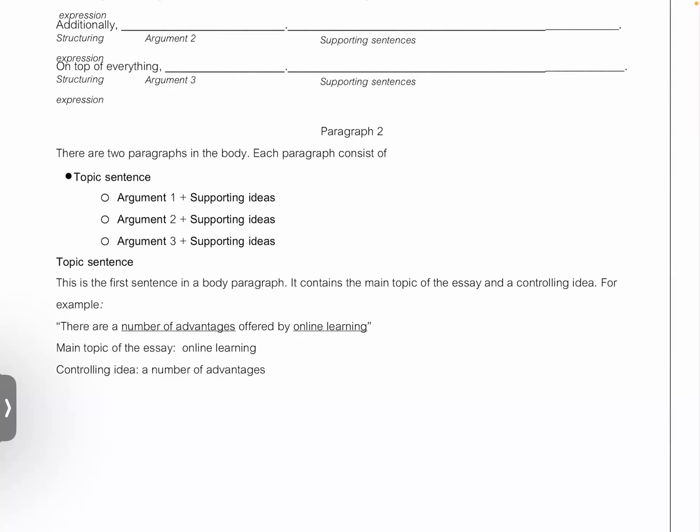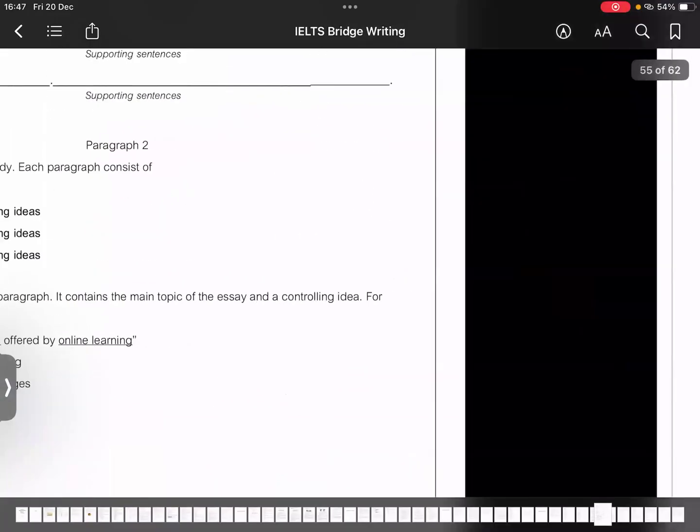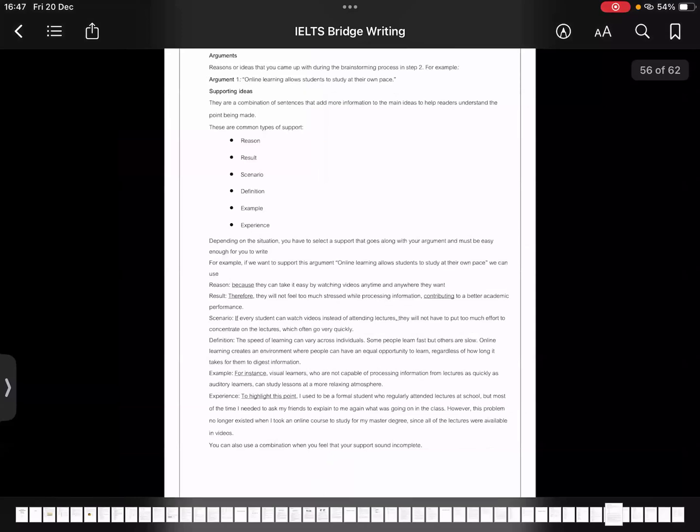Okay. What else can you do? You can make the main topic the subject, and you can put a verb in between the main topic and the controlling idea. You probably want to use a transitive verb for this reason. Like online learning has a number of advantages. This is another way to do it.